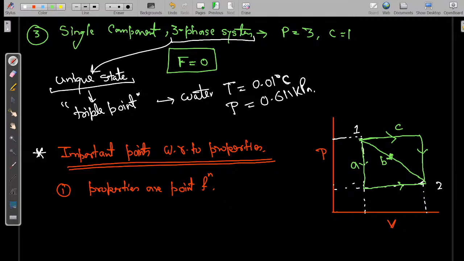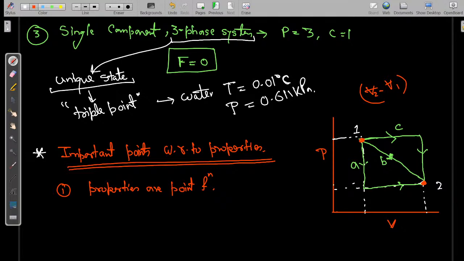Path A, path B, path C are different, but the change in volume between this point and this point is independent of any path. If I ask what is the change in volume from state 1 to 2, you will say, sir, it is V2 minus V1. Whatever path is followed by the system, it does not have any effect on this property value. That's why we are saying that properties are point function.